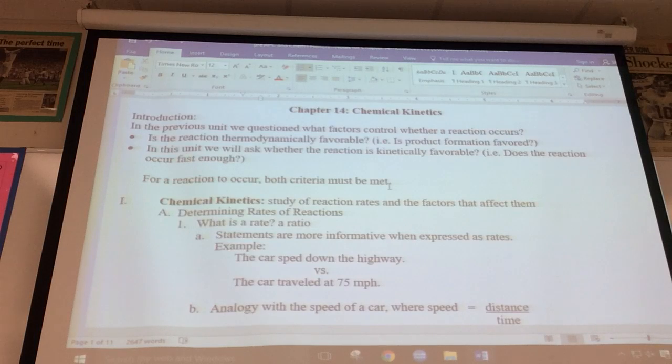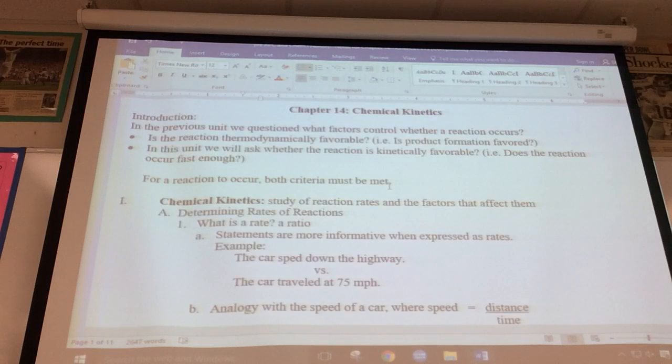So for a reaction to occur, it has to be both thermodynamically favorable, which you now know how to determine, and kinetically favorable. And we're going to look at kinetics in this chapter. We're going to link kinetics to equilibrium. Equilibrium will be your next chapter, and you'll be tested on both together. Chemical kinetics, defined, is the study of reaction rates and factors that affect them, as I said, concentration, temperature, surface area. And we'll be looking at these factors in more detail tomorrow with heavy emphasis on concentration and rate laws.